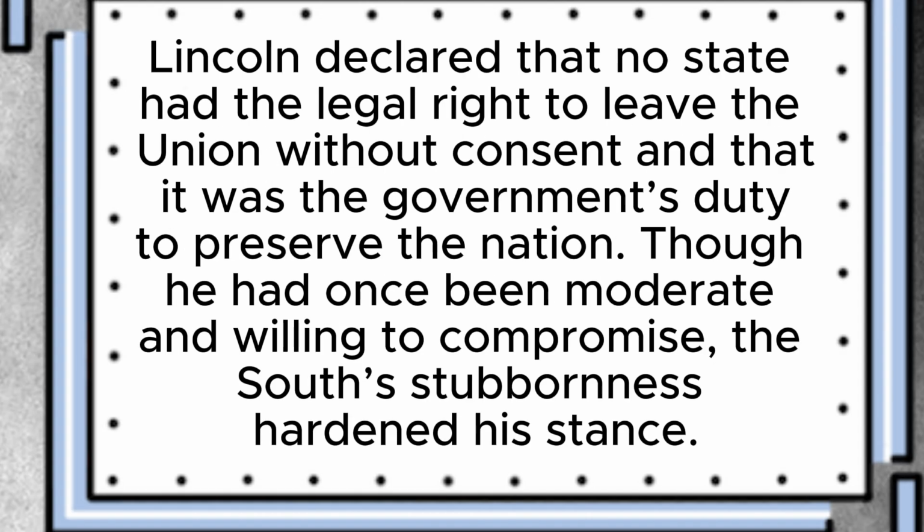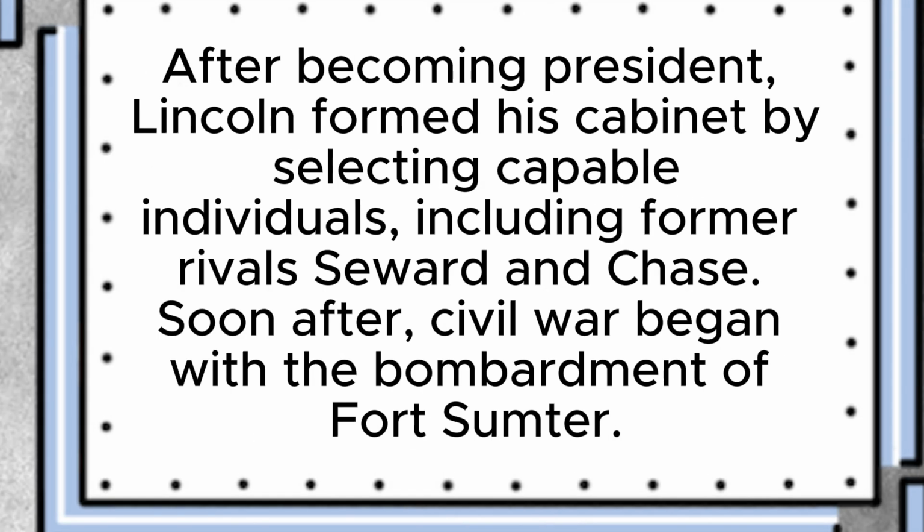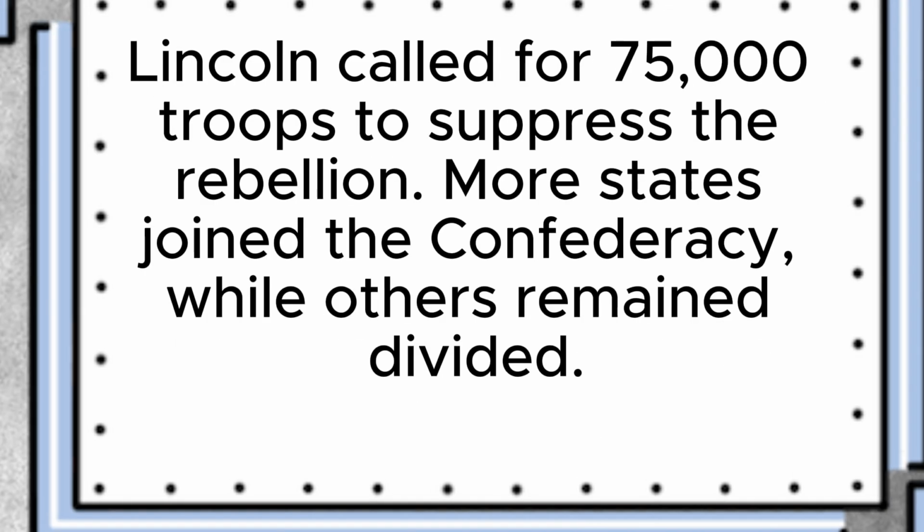Lincoln declared that no state had the legal right to leave the Union without consent and that it was the government's duty to preserve the nation. Though he had once been moderate and willing to compromise, the South's stubbornness hardened his stance. After becoming president, Lincoln formed his cabinet by selecting capable individuals, including former rivals Seward and Chase. Soon after, civil war began with the bombardment of Fort Sumter. Lincoln called for 75,000 troops to suppress the rebellion.